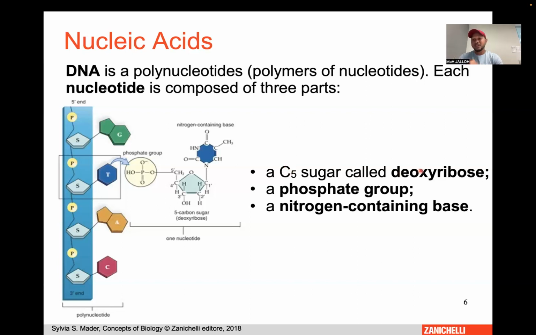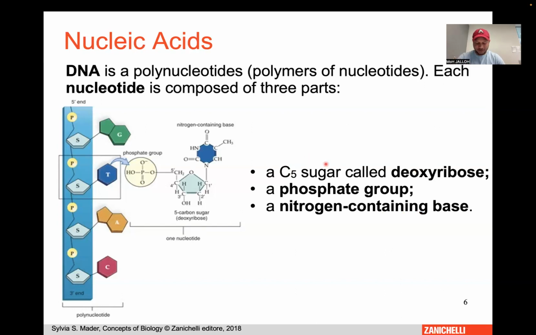Now, because it's DNA, we say it's a deoxyribose, which means that in that particular ribose sugar, a hydroxyl group has been removed. We only have the hydrogen part. That is one. The other component of the nucleotide is a phosphate group. And we have a nitrogen containing base as well.